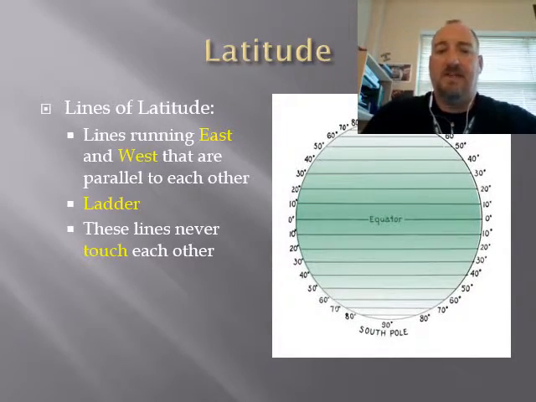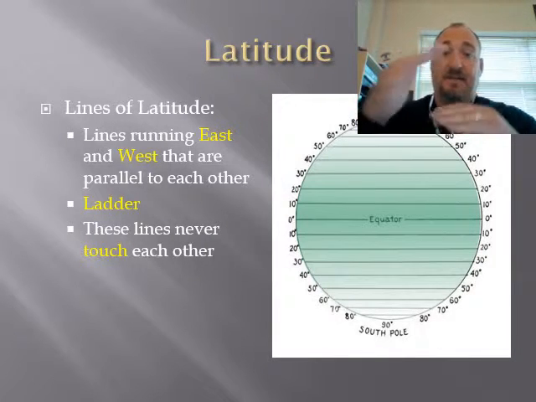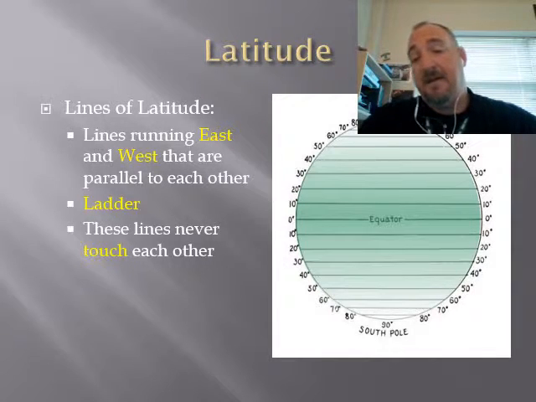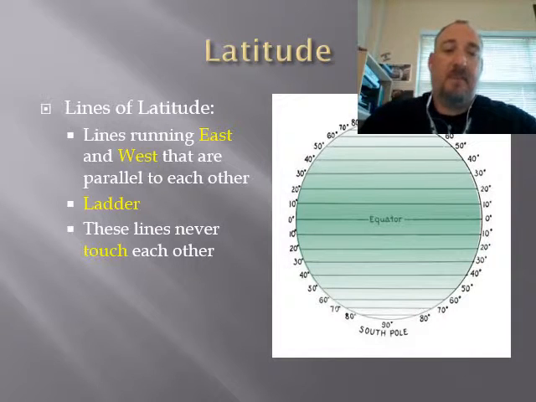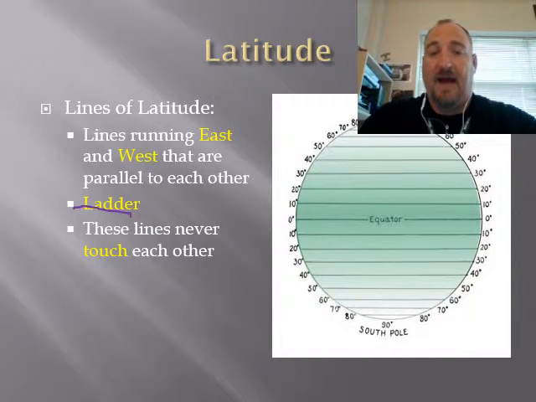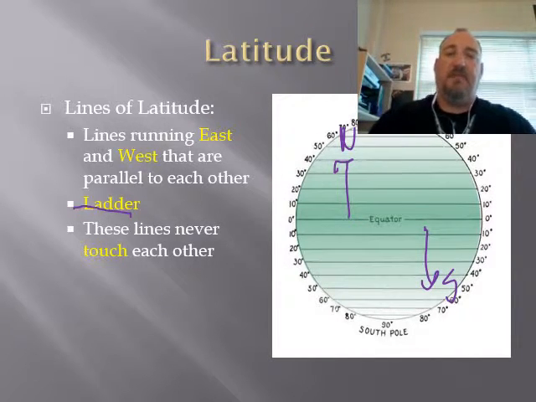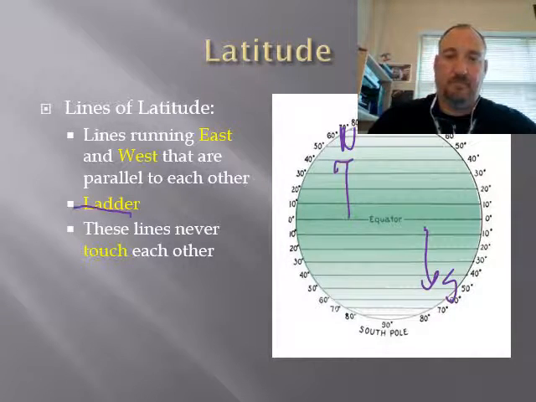Lines running east and west, they're parallel to each other, meaning they're never going to intersect. So when we see the picture, they navigate the planet. I like to think of them like a ladder. We can climb north of the equator or we can climb south of the equator. It's important to remember they run east-west, but they measure north-south.